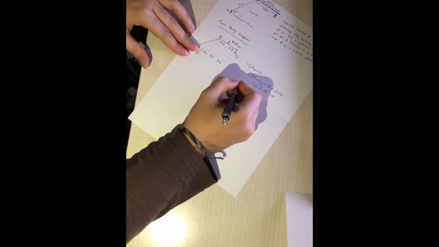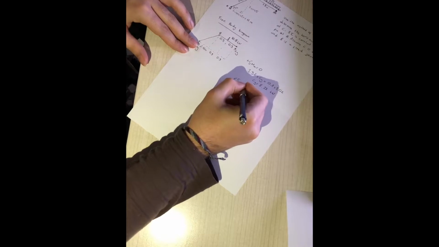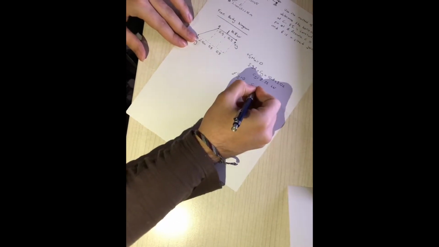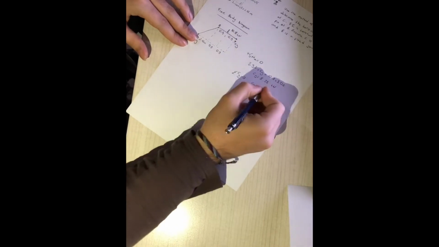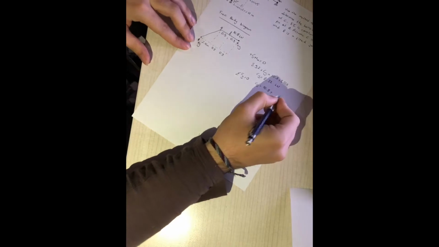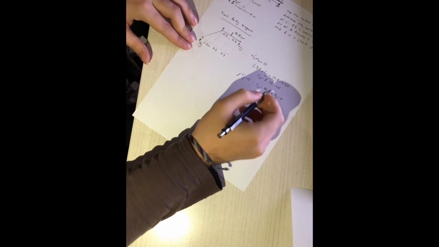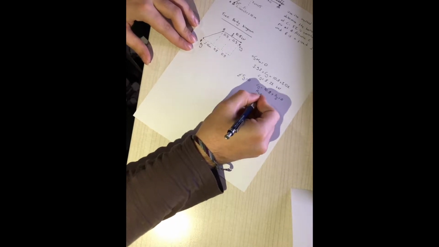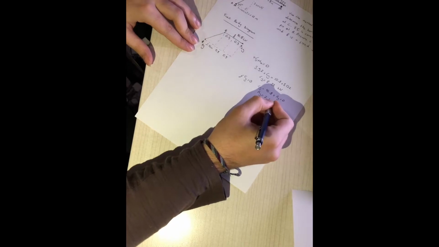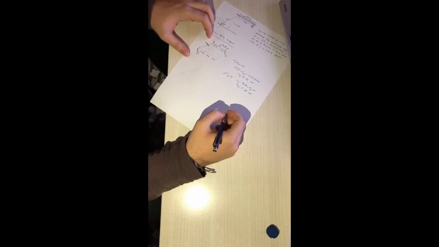Total Fy equals 0, so CY minus 10.8 plus AY equals 0. AY equals 2.48 kilonewton. Let's cut from A to B.